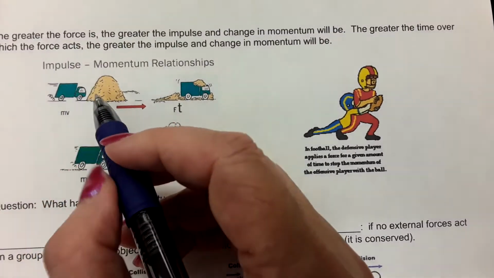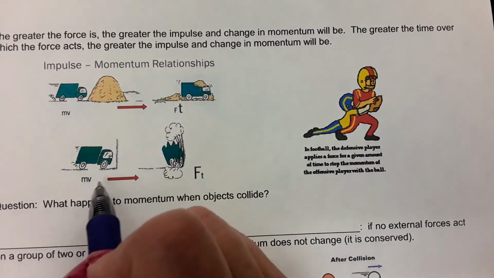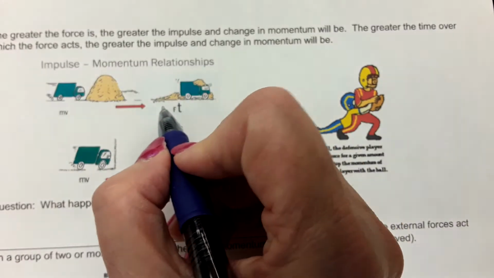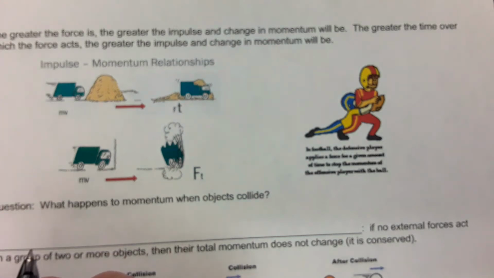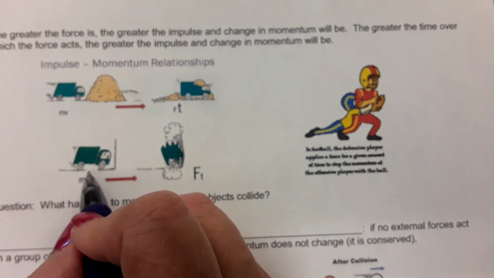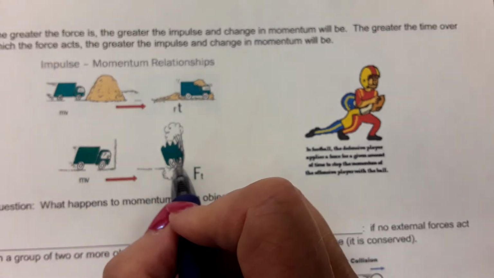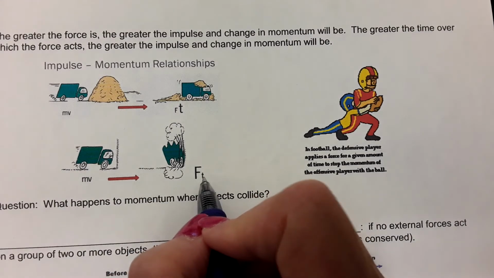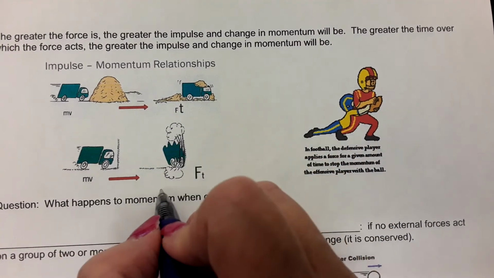If you have a truck moving with some momentum, mv, if it hits a haystack, the haystack will exert a small force, but it'll do it over a larger period of time to stop the truck. If the truck with the same momentum hits a wall, well, the wall will exert a large force over a small time period. The changes in momentum will be the same.